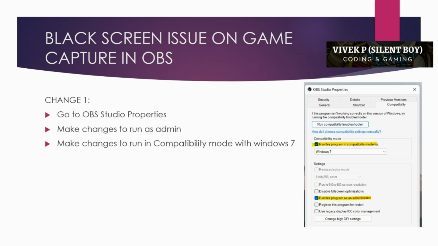The first thing you can do is open the OBS Studio properties. You might have a shortcut on your desktop. Just open the properties for that and go to the compatibility tab. Over there, firstly change the compatibility mode and set it to Windows 7. After that, also check "Run this program as an administrator." This has actually been advised by OBS itself at various instances where OBS gets stuck, so it's better to always run it as administrator. So this is the first change you have to do.